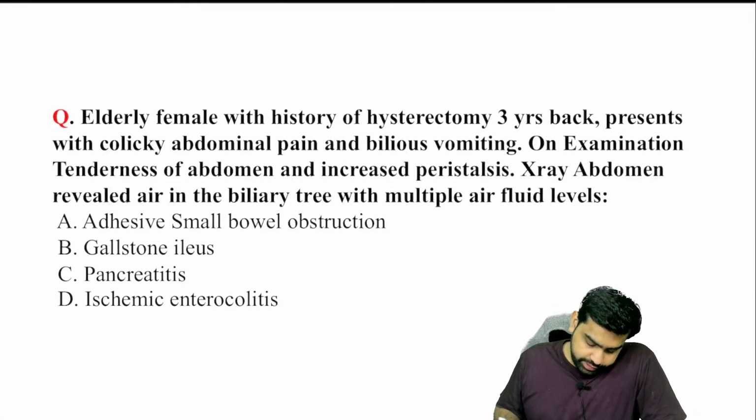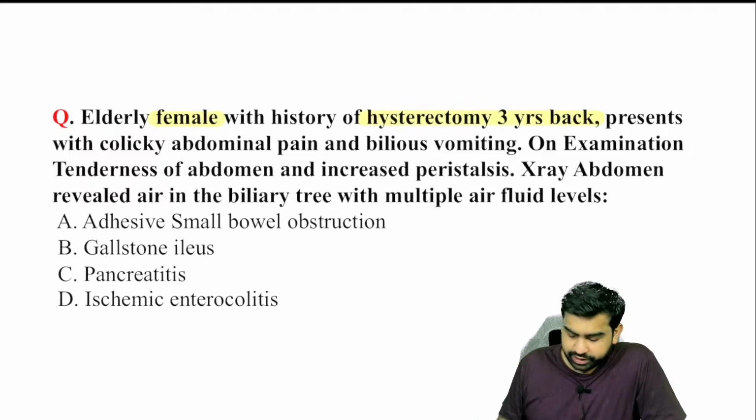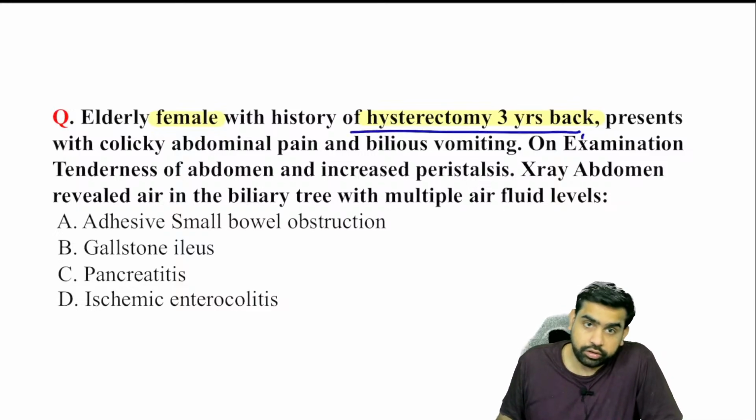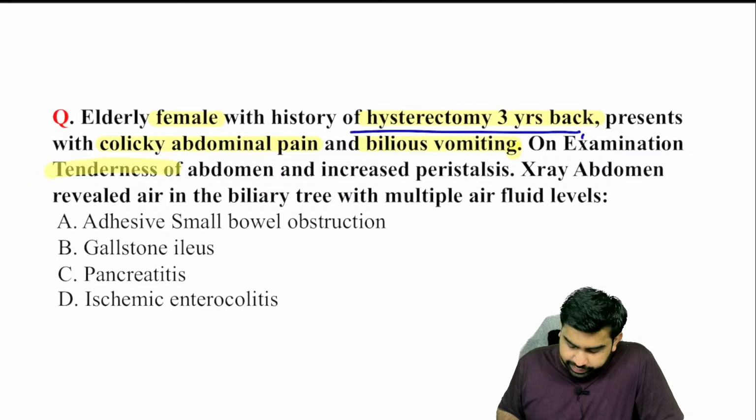Now let's move on to the next question. There is an elderly female who had a history of a hysterectomy 3 years back, which is completely irrelevant, not of any relevance, but they have given it. The patient had colicky abdominal pain and bilious vomiting. On examination, there is tenderness of the abdomen and increased peristalsis. The X-ray revealed air inside the biliary tree with multiple air fluid levels.